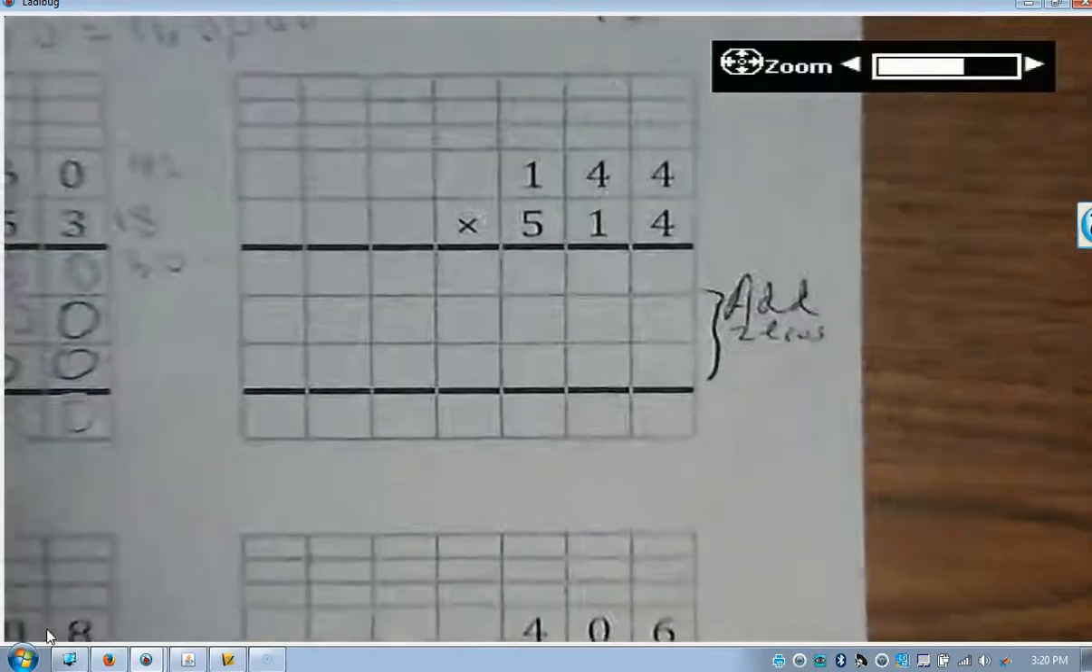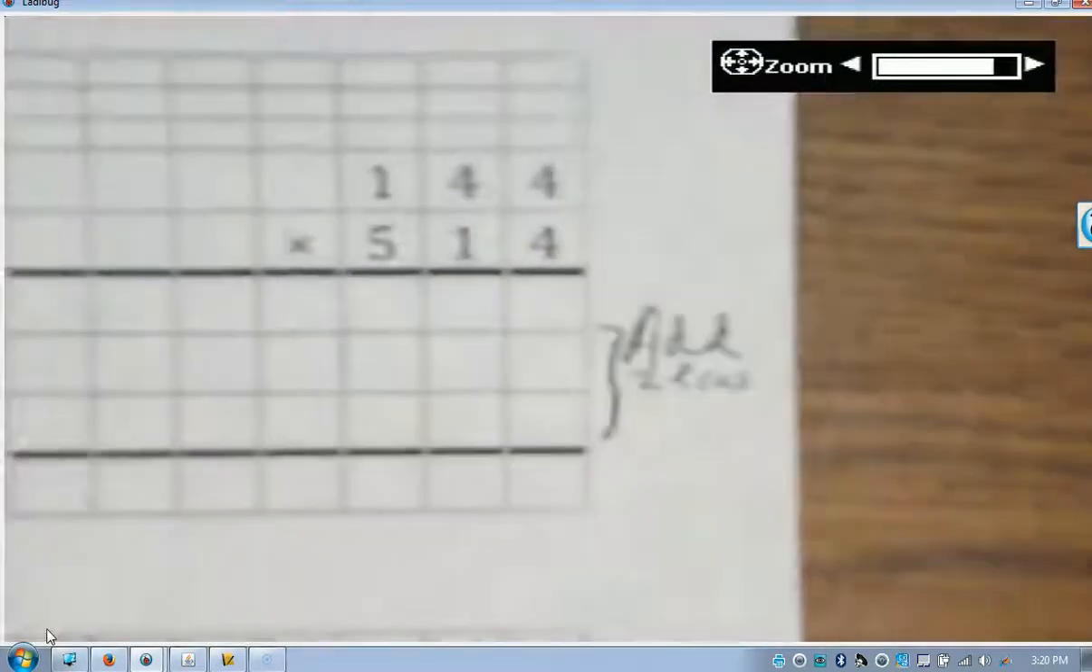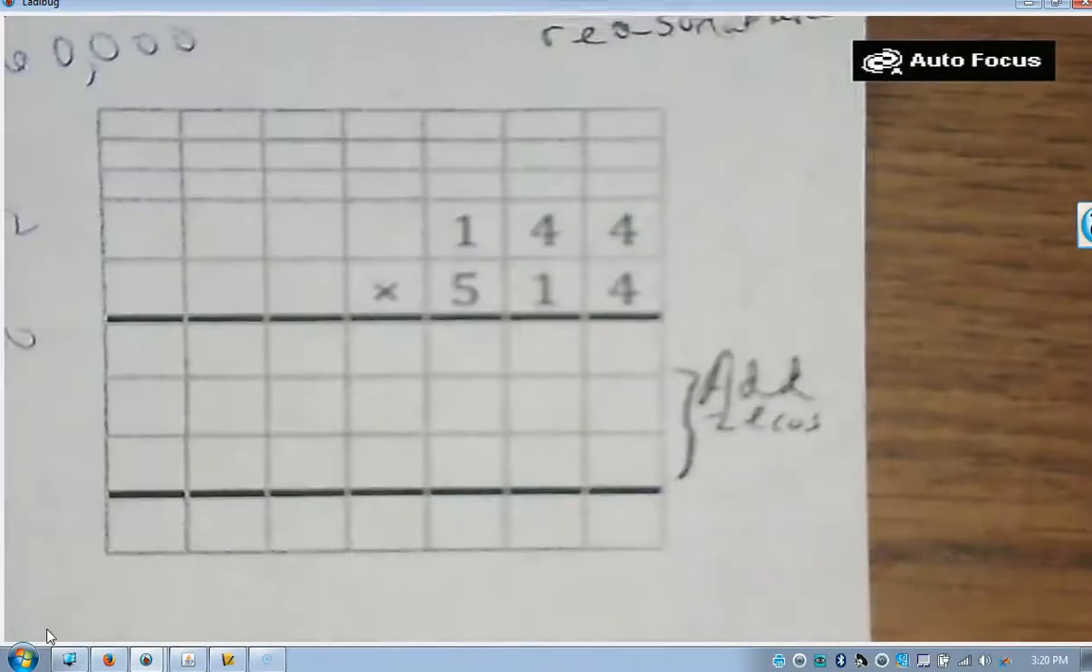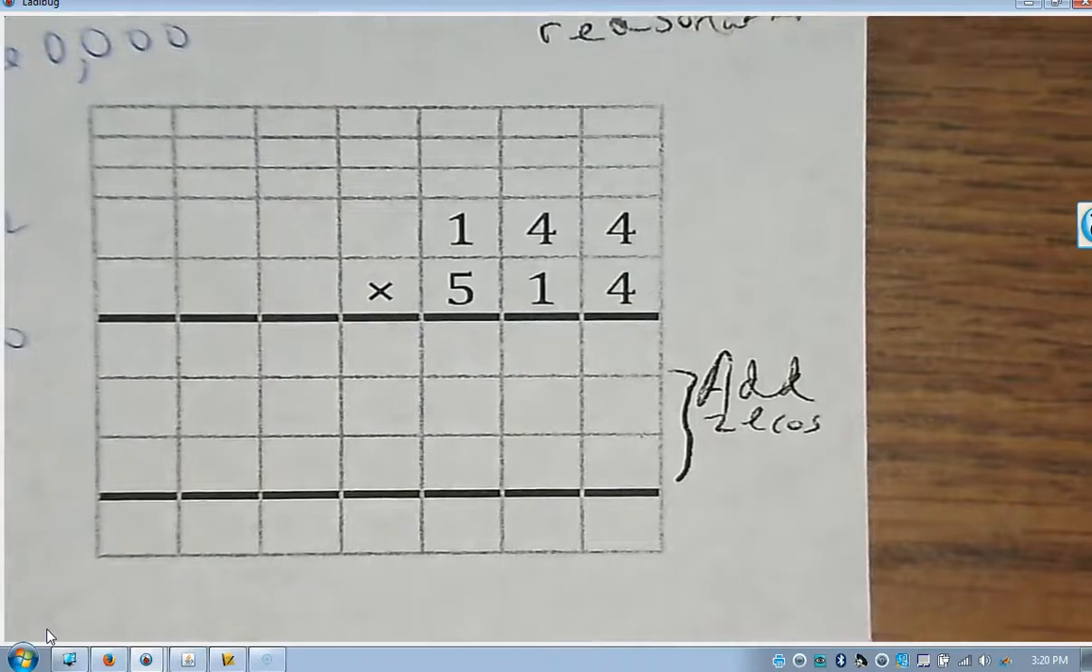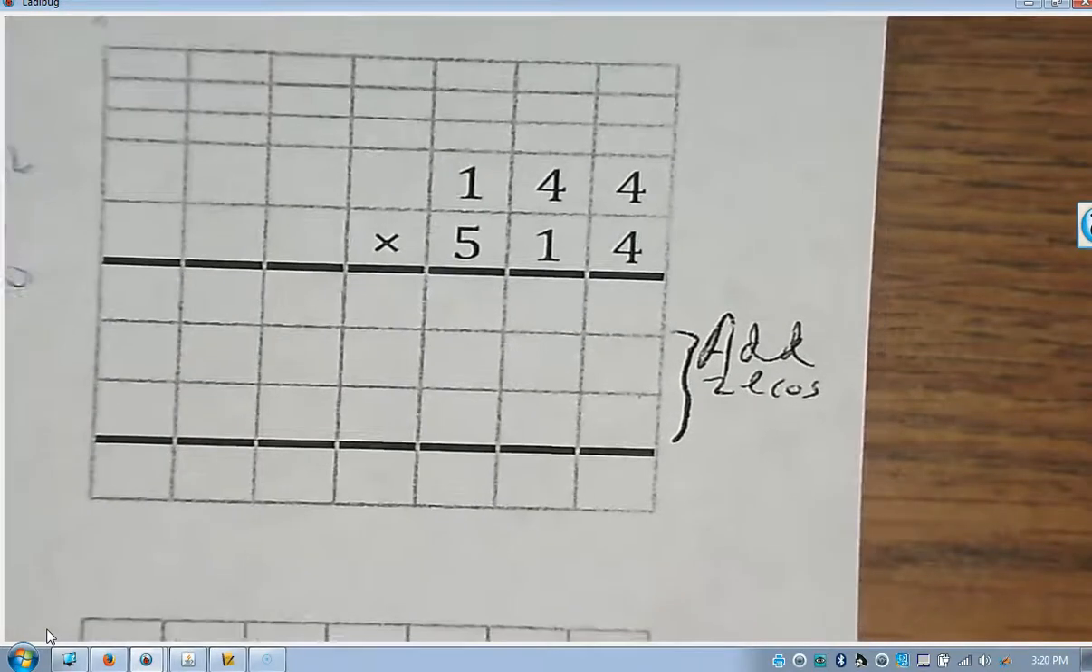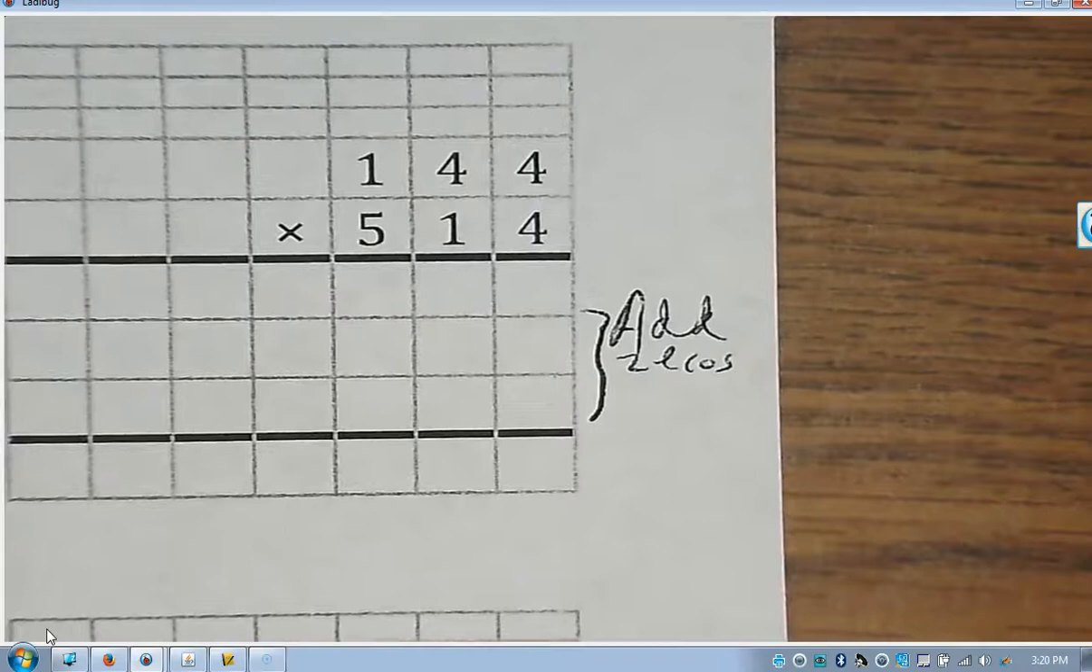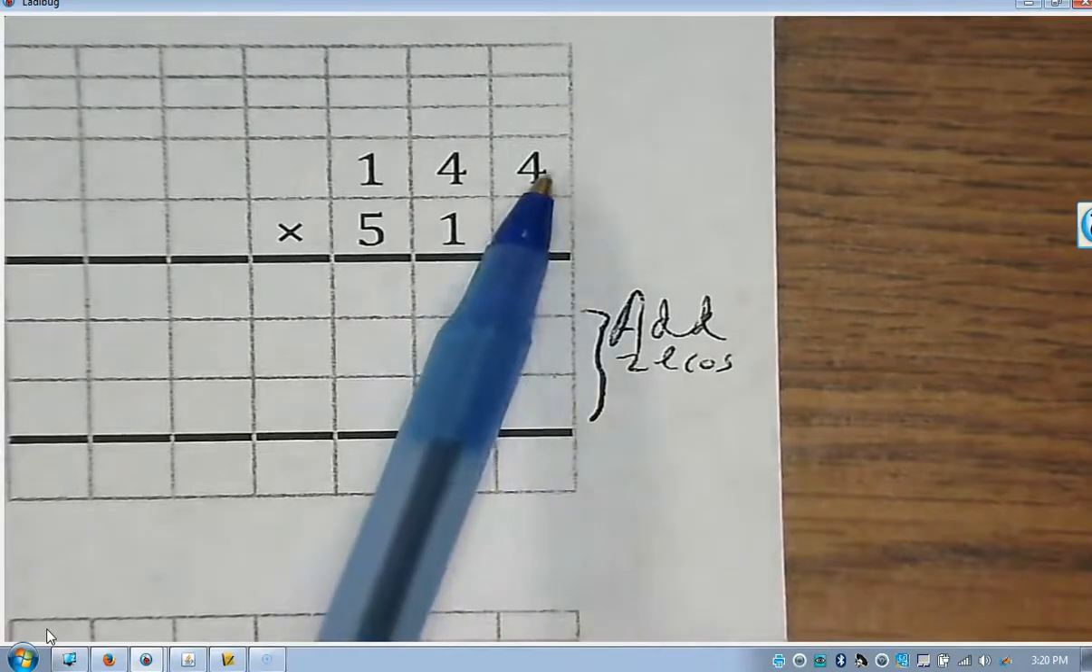All right. So, you may want to try this one on your own, see if you're picking it up, and then check it back with me. If not, then keep watching. 4 times 4 is 16.